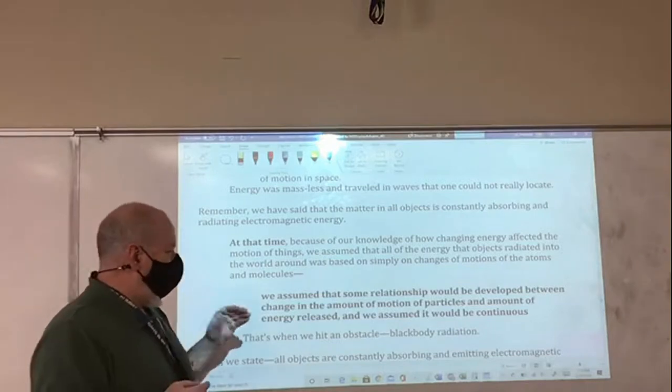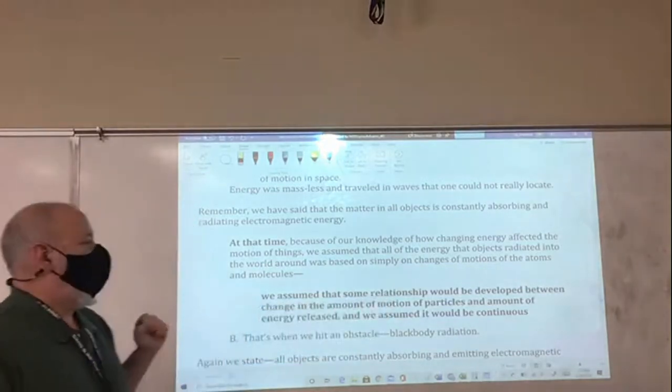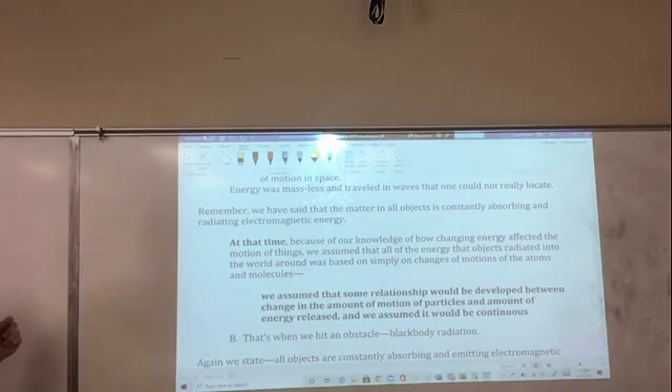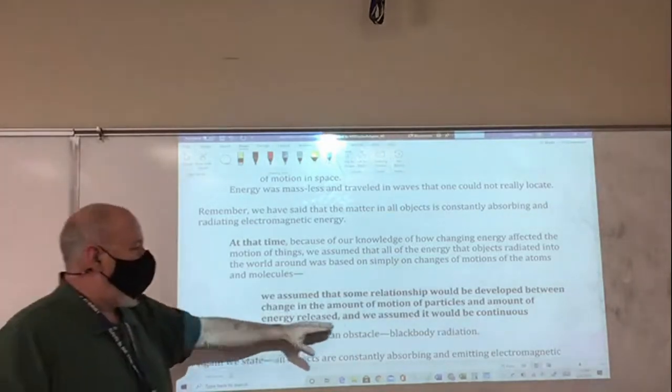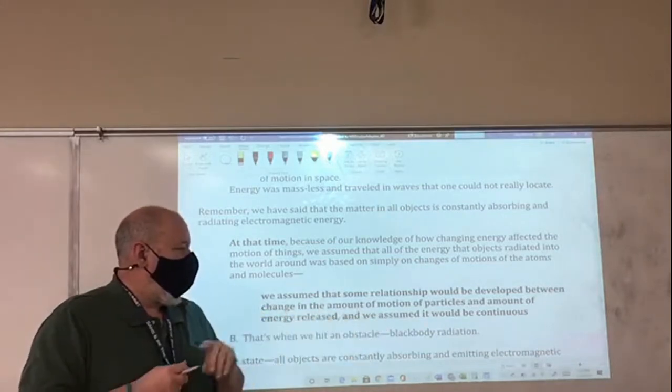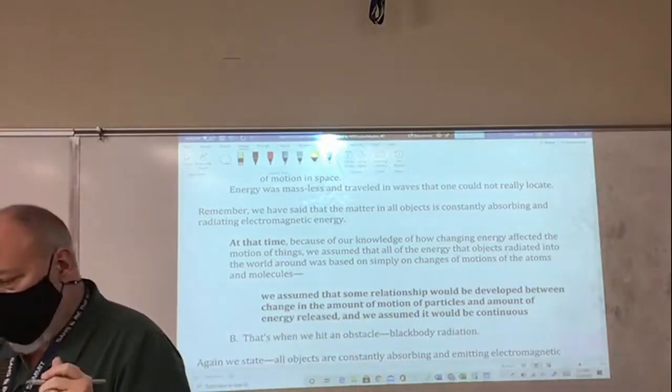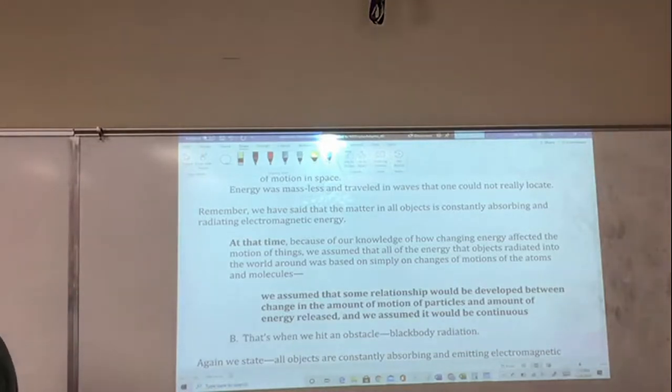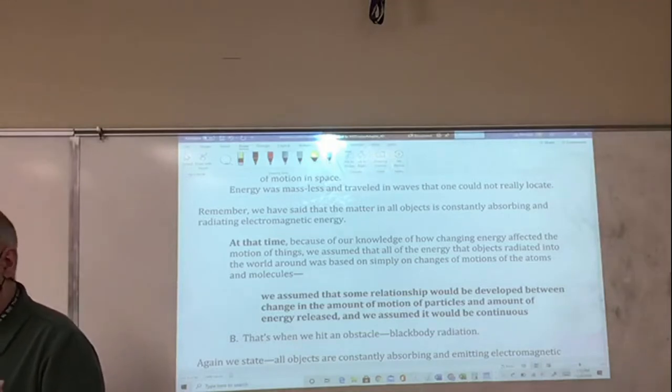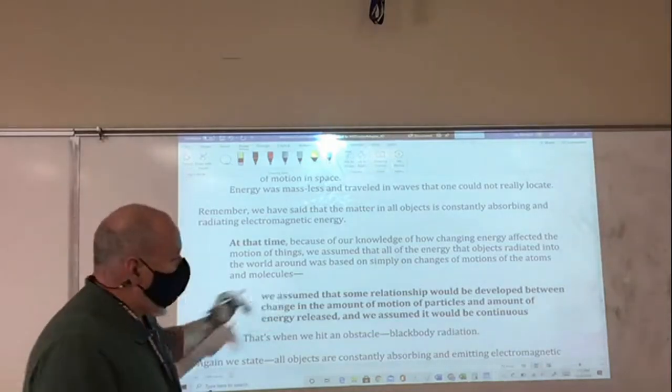We didn't know that. We assumed that some relationship would be developed between the change in the amount of motion of particles and the amount of energy that was released. And we assumed that it would be continuous because that's all we know. If I push something a certain amount, it will increase its energy by a certain amount. If I add an infinitely smaller amount of energy, it will increase its motion by an infinitely smaller amount. We thought that the energy that we could add or take away from something was continuous. Okay? But then we hit an obstacle.